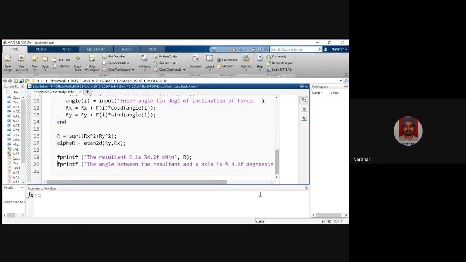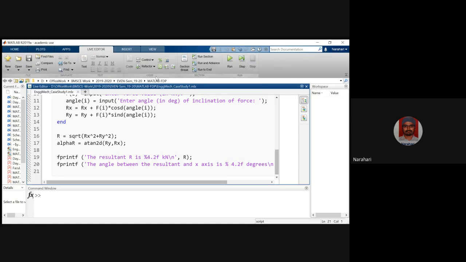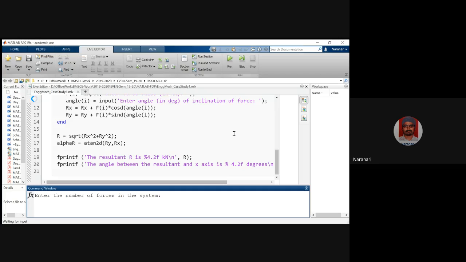Okay, so let me save this code and try to run it here. I'll go to this live editor and click on run. So it is compiling, or rather it is interpreting, I should say. You should remember one thing: MATLAB is not a compiler; it is an interpreter. So it goes line by line. It will start executing as long as your first line works.